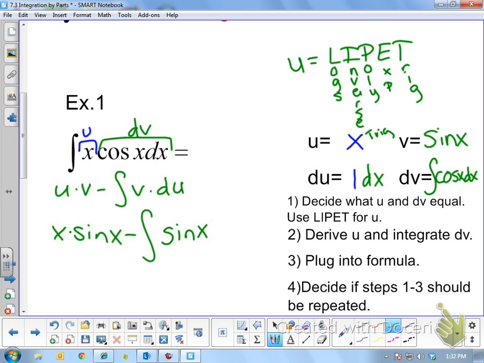Again, they probably won't dock the points if you don't write the dx, and you know after we multiply by 1 there should be a dx anyway, just to show what we're integrating with respect to.